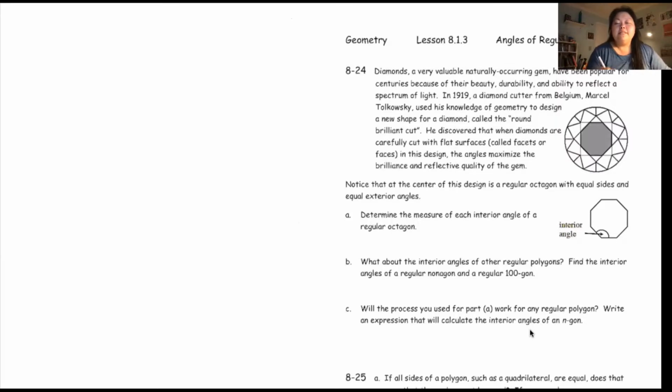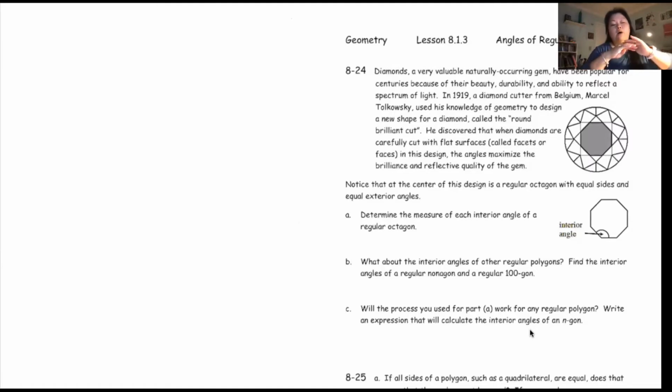Okay, we're on lesson 8.1.3 and we're going to now explore the angles of regular polygons. In the previous lesson, we talked about what a regular polygon is. It is a shape that has congruent sides and congruent angles. So all sides are the same and all angles are the same.